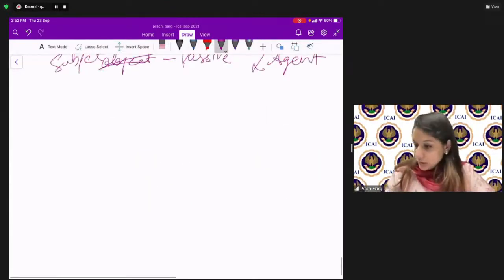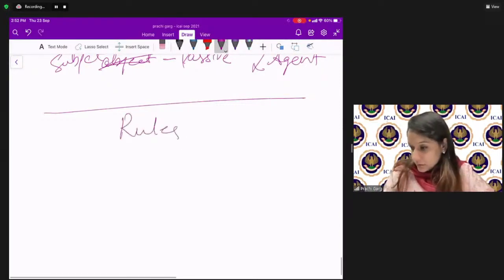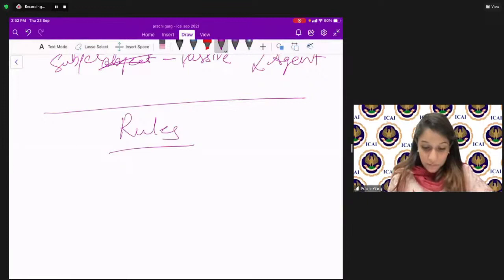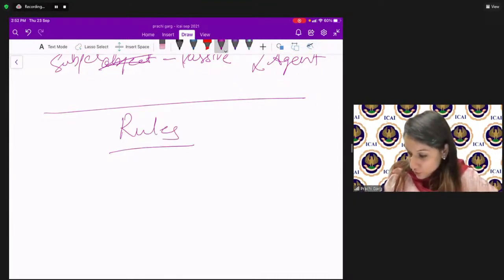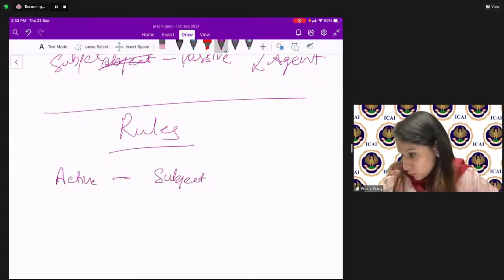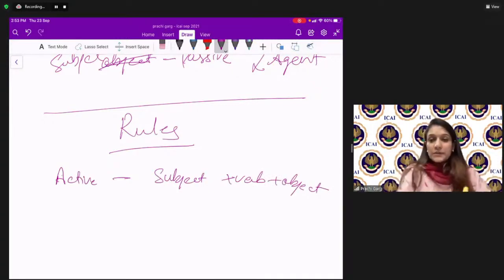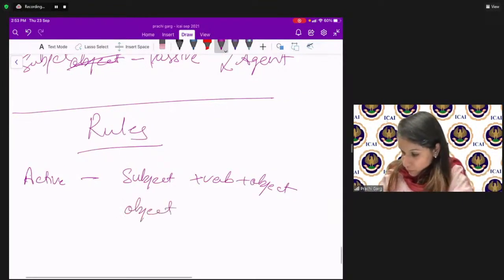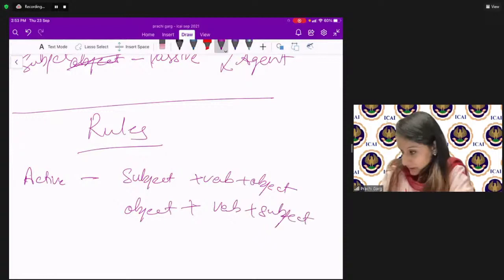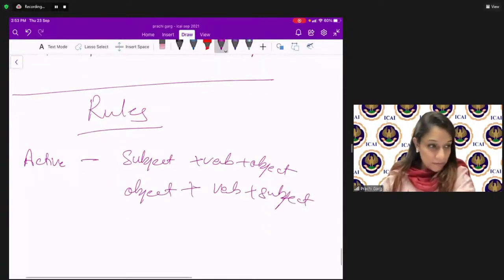Okay. Rule number one. The object of the active voice becomes the subject in the passive voice, which I've already explained to you, right? So the basic structure of active voice is subject, verb, object. Okay. And in the passive voice, we have object plus verb plus subject. Let me give you a basic statement. Tell me how will you change this sentence from active to passive?